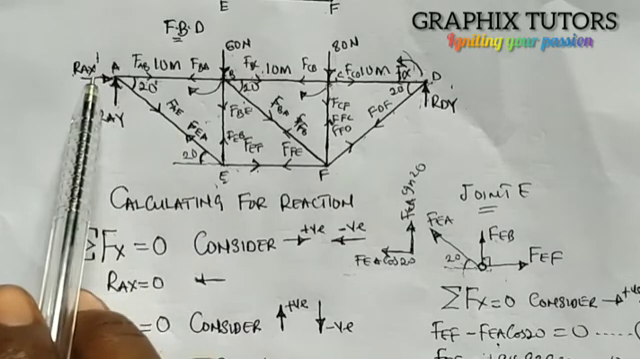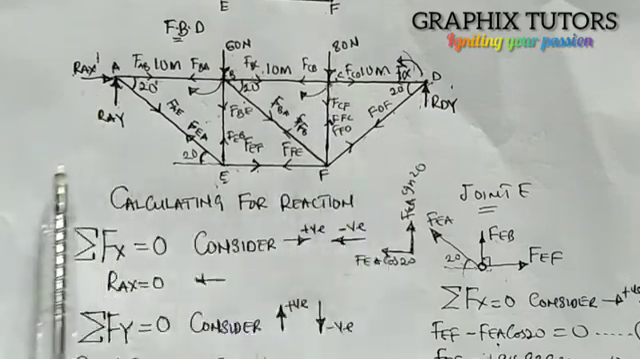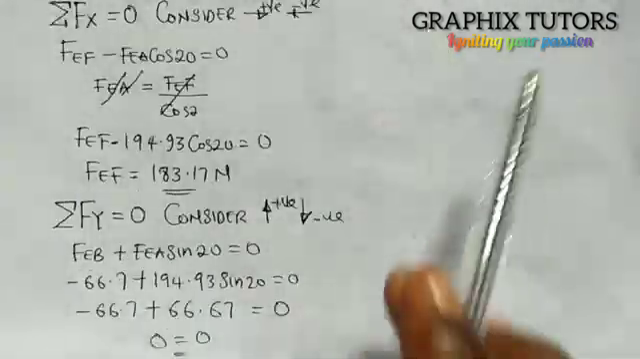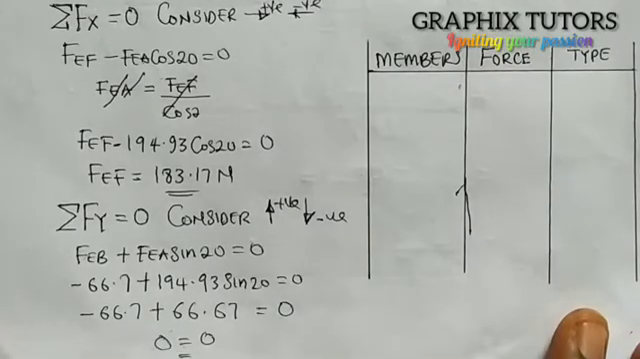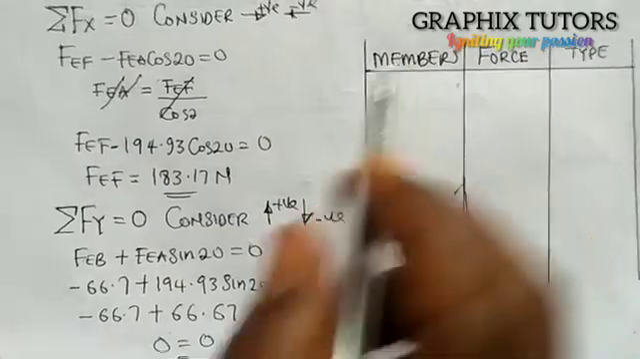Since we have 6 joints, you need to calculate for only 5, the best possible 5, the way I showed you. And when you are done, you need to draw a table to show all the forces and the members. So after that, you calculate for the member.